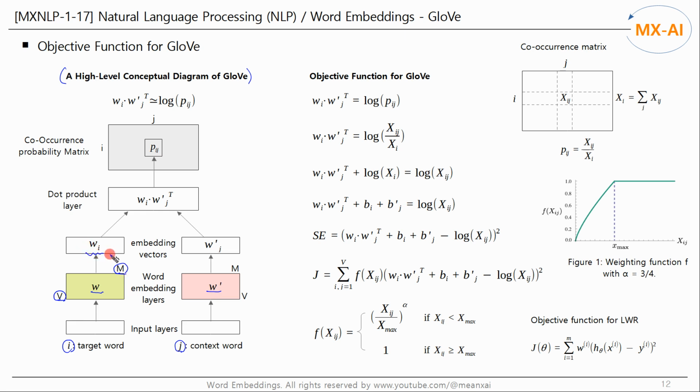W_I is the embedding vector for the target word, and W prime J is the embedding vector for the context word. Here, P_ij denotes the co-occurrence probability of context word J given target word I. Our goal is to train the model so that the dot product of these two embedding vectors approximates the logarithm of this co-occurrence probability.